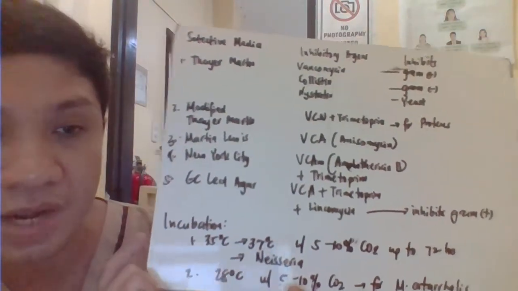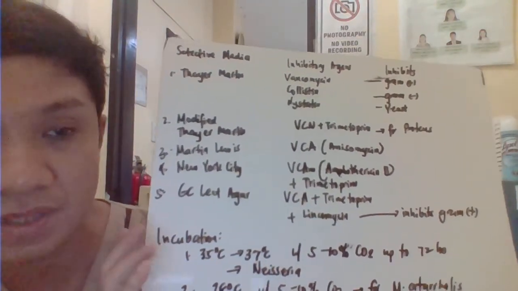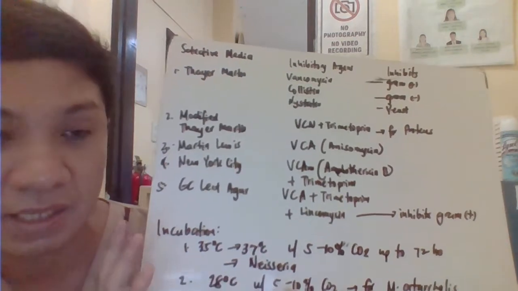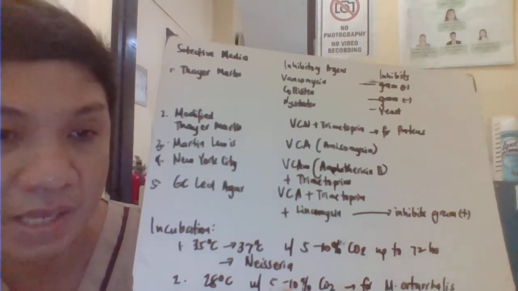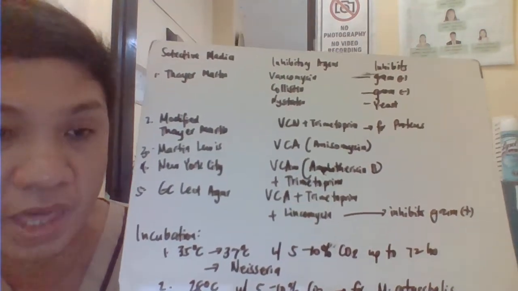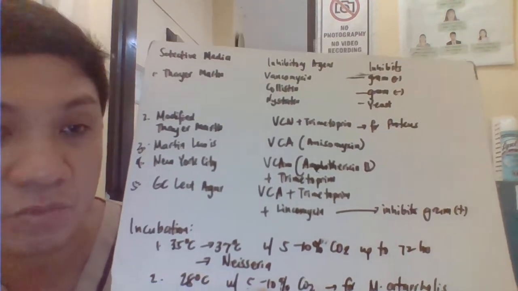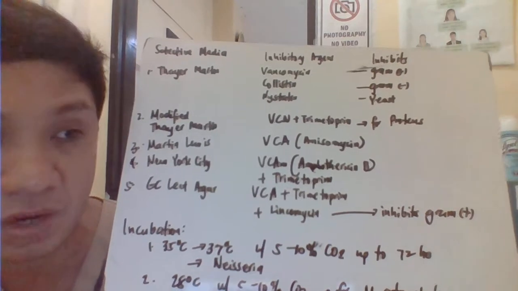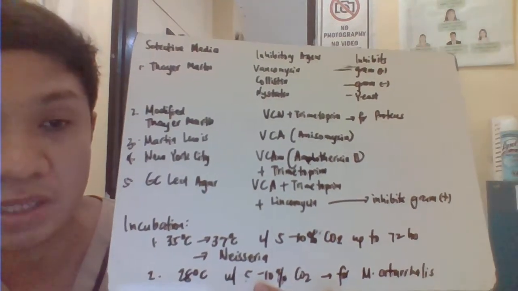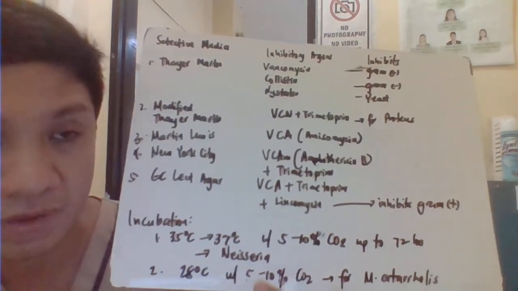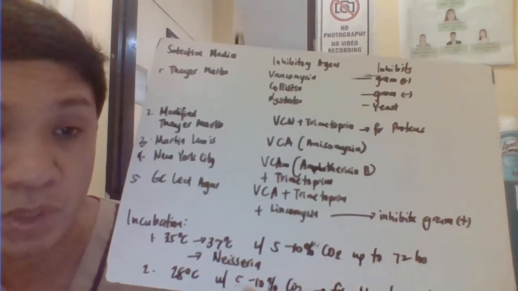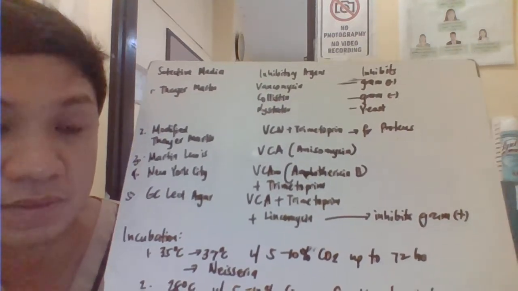Okay, we have here the different selective media. These are your chocolate base. The first one, we have your Thayer-Martin, primarily incorporated with the following antibiotics: VCN, vancomycin, which is inhibitory to your gram-positive; colistin, which is inhibitory to your gram-negative; and we also have nystatin, which tries to suppress the growth of your yeast.